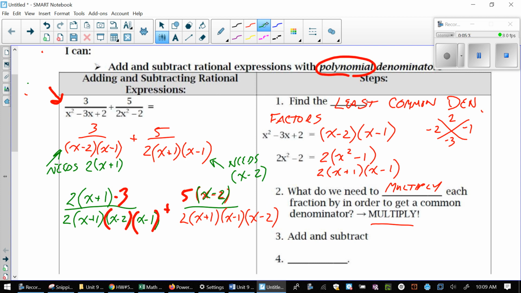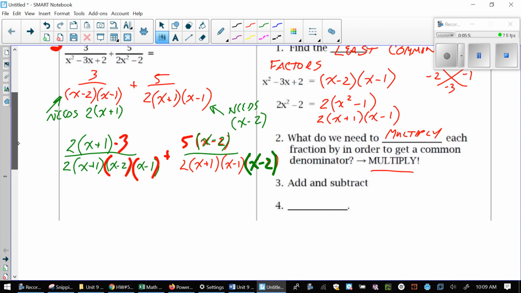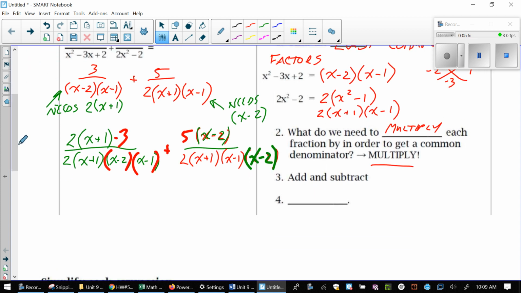And again, let's switch that to green so we can see a little better. Okay, so you can see now what my original was and what I had to multiply each one by. And then we're going to go ahead and add or subtract just like we did yesterday.